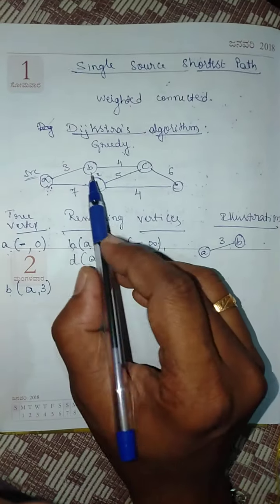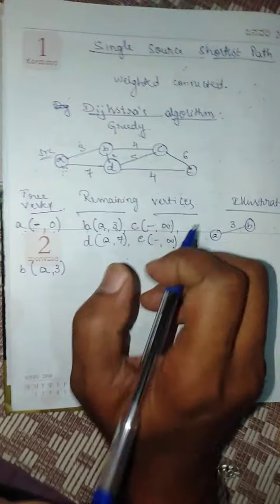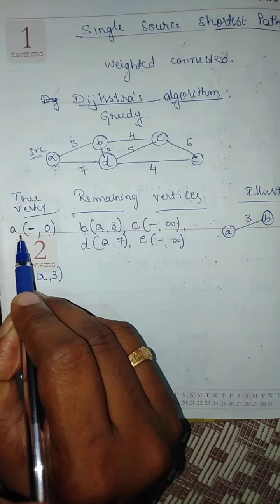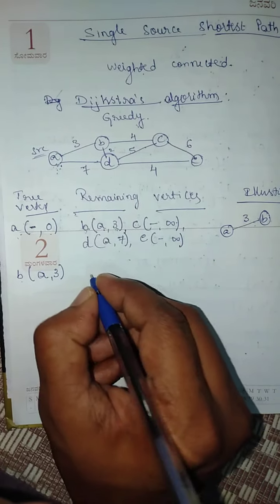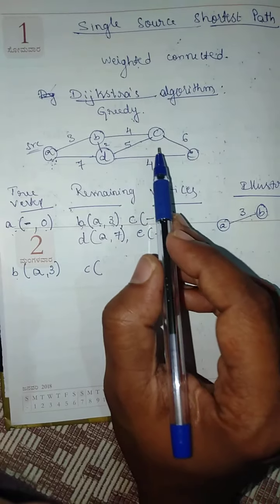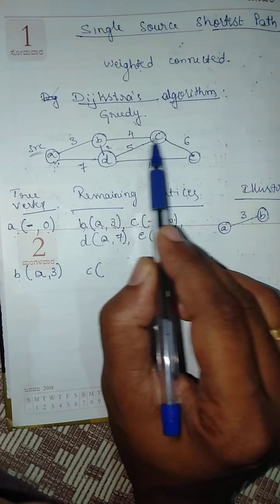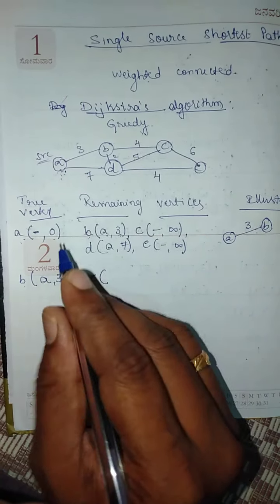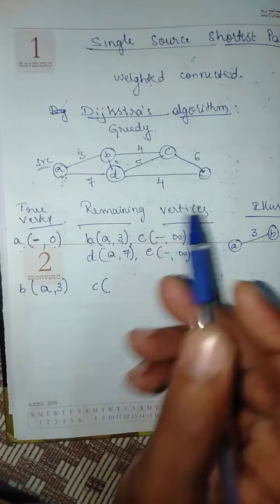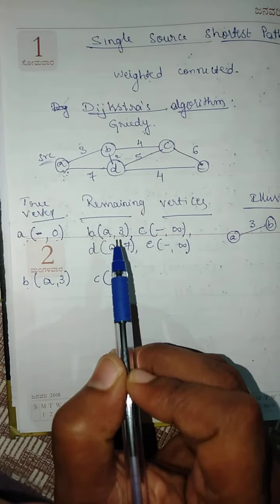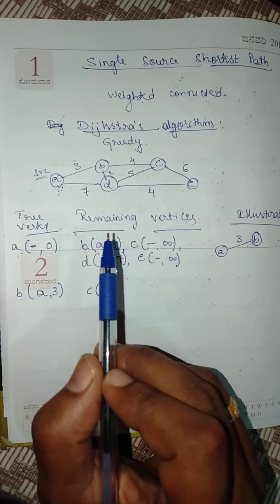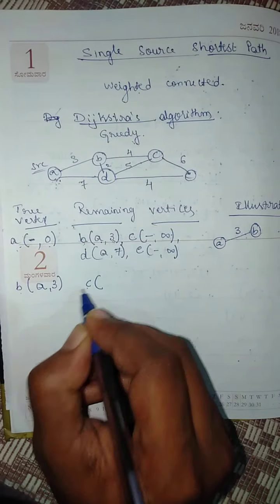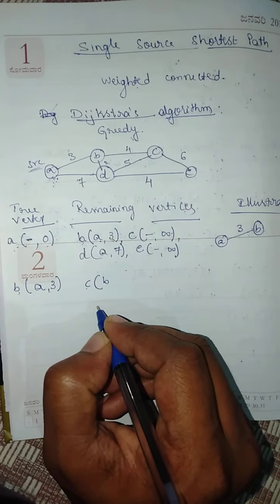Now from B, B to A is already included in the tree vertices, so we should not touch it. Next vertex is C. Is there any edge from B to C? Yes, there is an edge. What is the cost? 4. Since this problem is of single source shortest path, you have to always consider the length of the path from the source vertex. So C can be reached via B, isn't it?